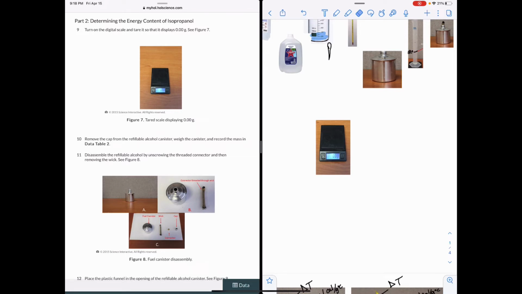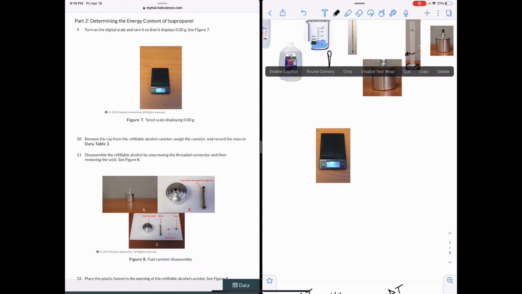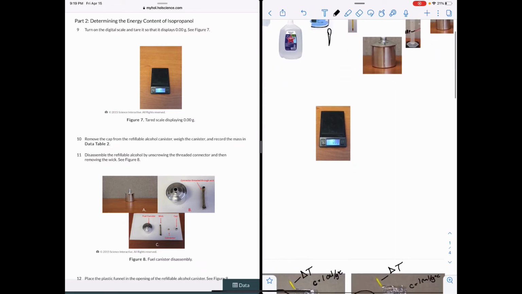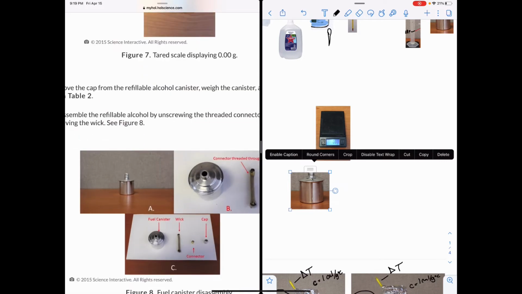And so you're going to turn on your digital scale. You're going to want to make sure that you tare it because you don't want the mass of this saved in there at this point, because you're working with a fuel canister in this section. So you're going to go and get your canister, and at the moment it's going to come with the cap on it. So it's going to be picture A.